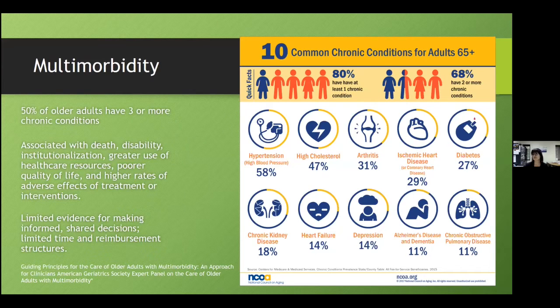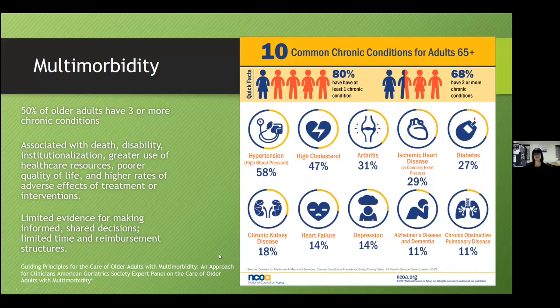So what we know about multimorbidity is that 50% of older adults have 3 or more chronic illnesses. And according to the NCOA, 80% of older adults have 1 chronic illness. And you can see hypertension, high cholesterol, arthritis, all of those things are really common. That multimorbidity is associated with death and disability, risk of winding up in a nursing home or other facility, greater use of healthcare resources, and general poor outcomes.